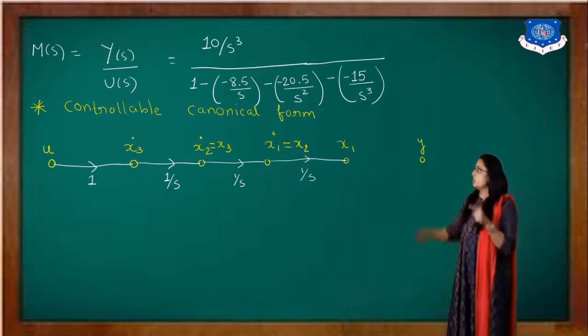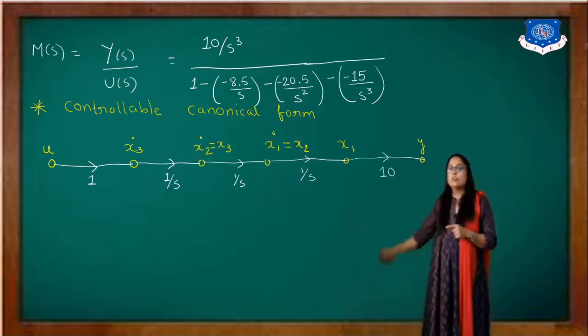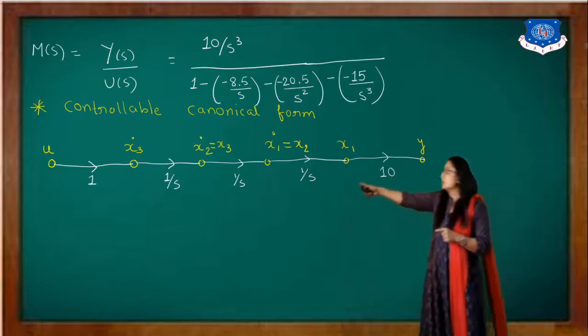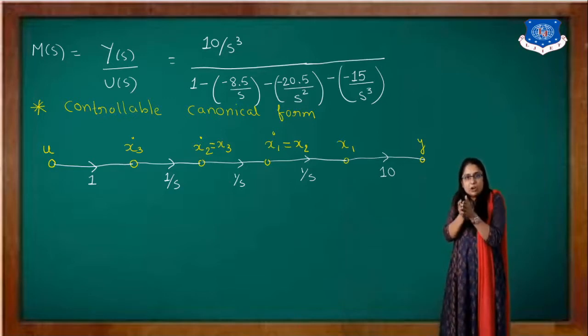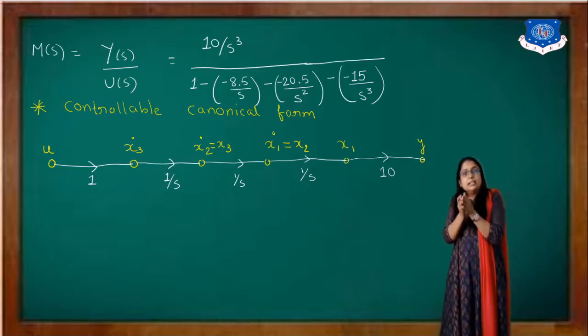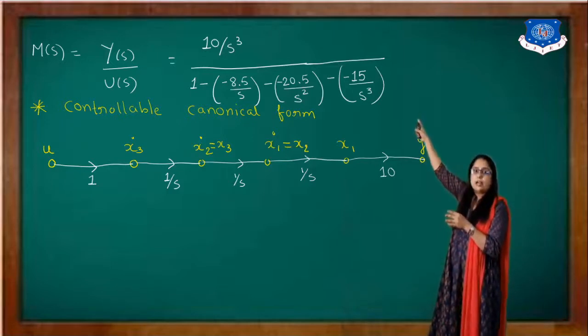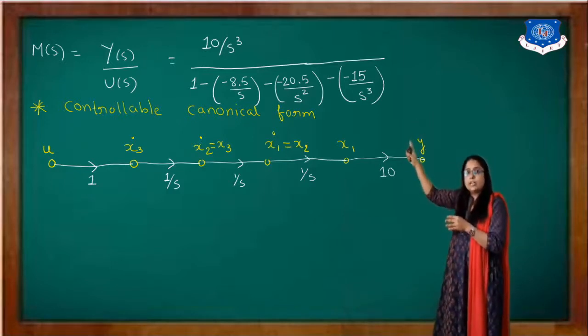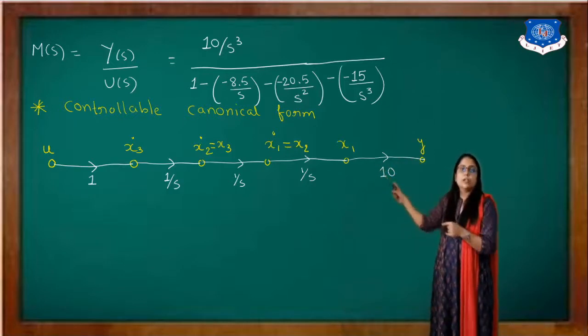And finally, check the numerator. It's a tan, so here what I require is tan, because this is my forward part. When you multiply all this, see what you get? Tan upon s cube. So if it is a controllable canonical form, then this is the final value that you have to write over here.